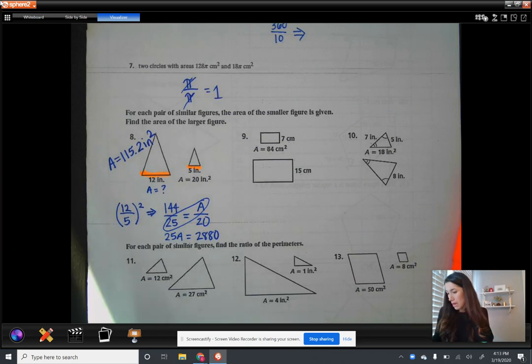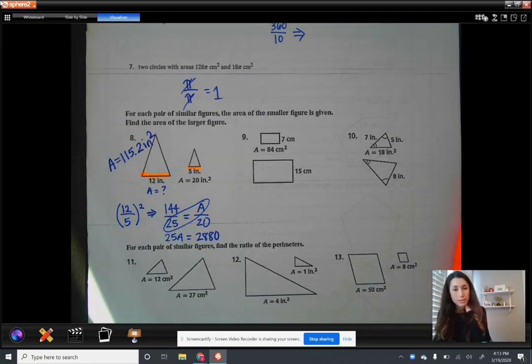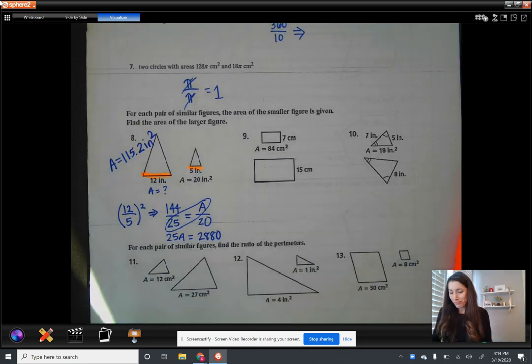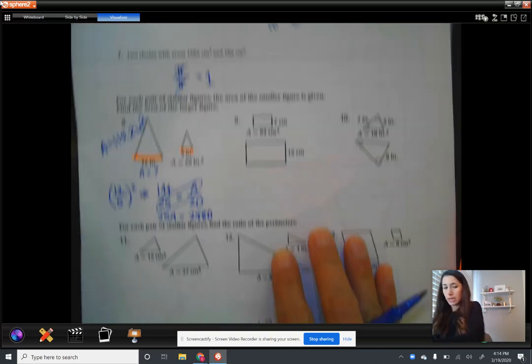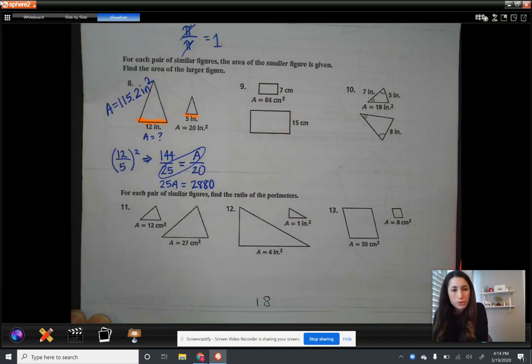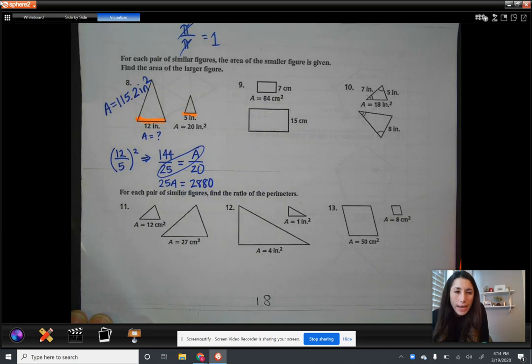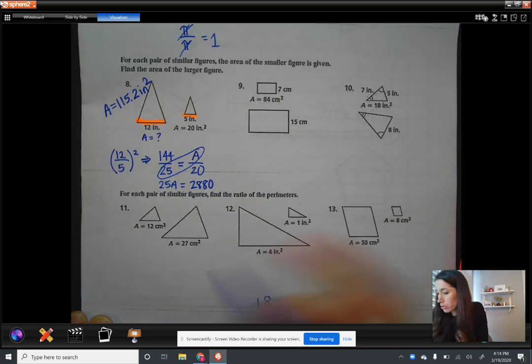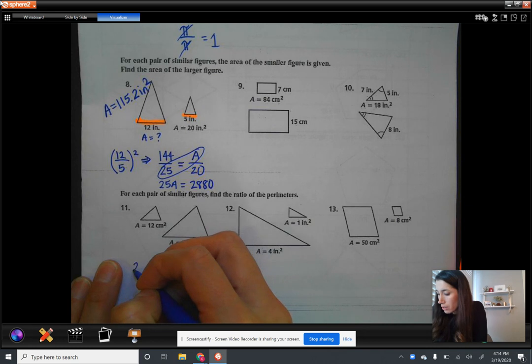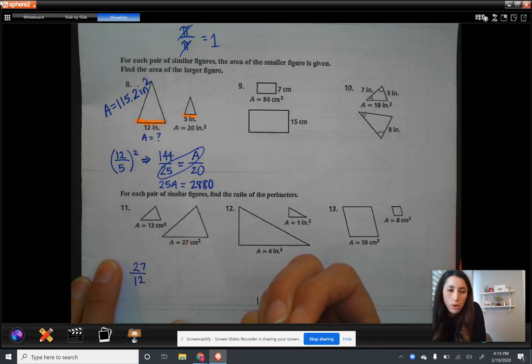Okay. Now for the last set of questions, you're going to try these two on your own. The last set of questions here. Let's look at number 11. We have our two areas given to us, and we are finding the ratio of the perimeters. Okay, so area 27, we'll compare that with 12. You could also put it in the other format as well.